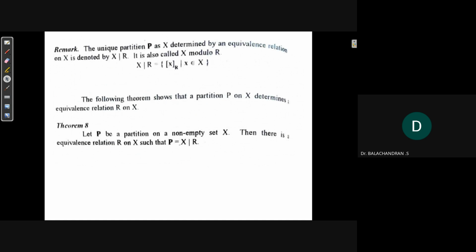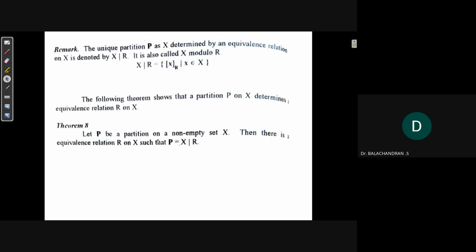So next, the unique partition capital P of X determined by an equivalence relation on X is denoted by X slash R. It is also called X modulo R. So X modulo R is the set of all equivalence classes of elements of X determined by the relation R. So this is a theorem without proof.